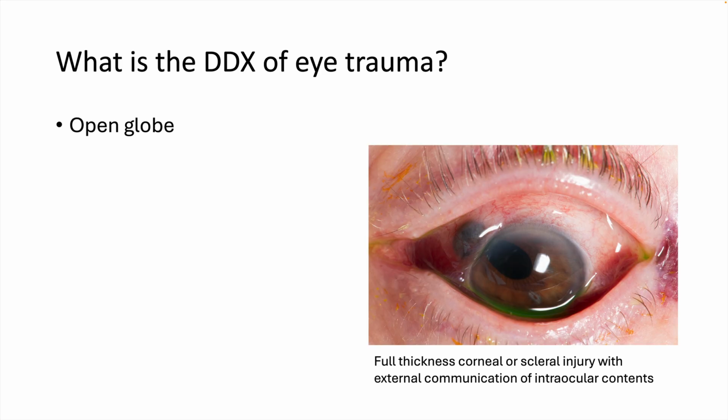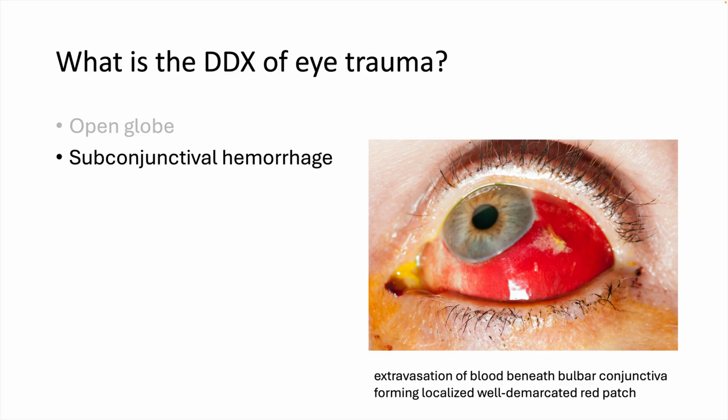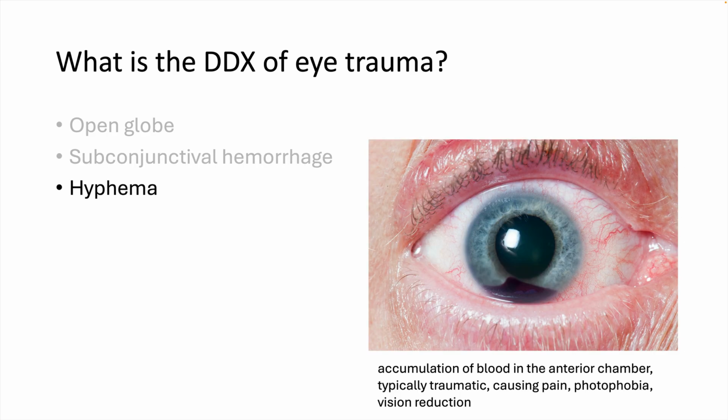An open globe is defined as a full-thickness corneal or scleral injury with external communication of intraocular contents, and is considered an ocular emergency. A subconjunctival hemorrhage is defined as an extravasation of blood beneath the bulbar conjunctiva, forming a localized, well-demarcated red patch. A hyphema is defined as an accumulation of blood in the anterior chamber, typically traumatic, causing pain, photophobia, and vision reduction.